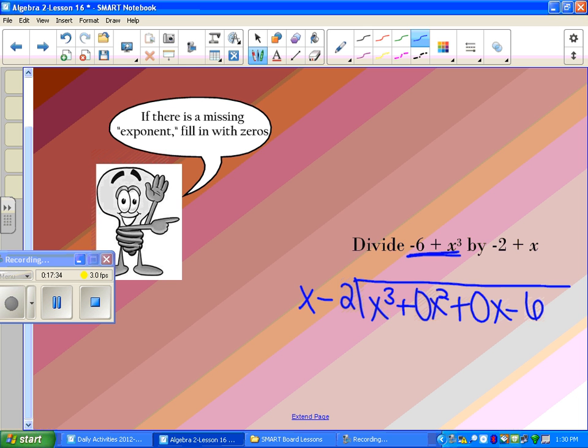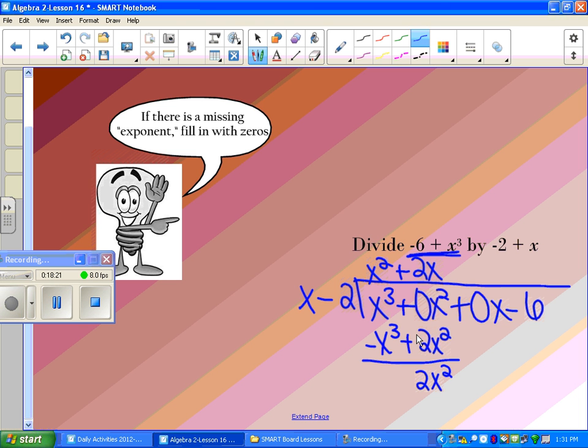What is going to be the first number? What am I going to write down here? X cubed negative 2x squared. Now what? Change your signs. And what do you get? 2x squared. Any questions so far? Okay. What's going to go here? Y'all agree with Kayla? What times x would give you 2x squared?